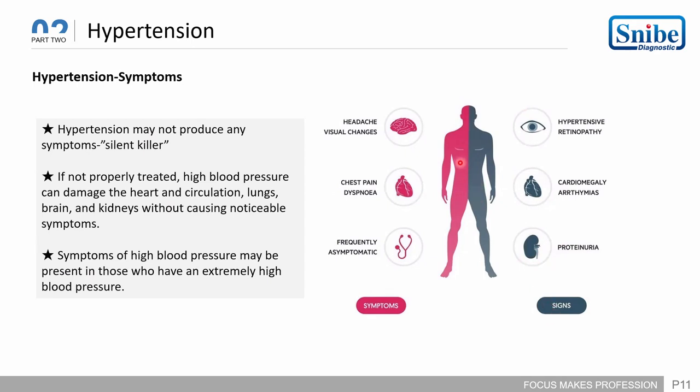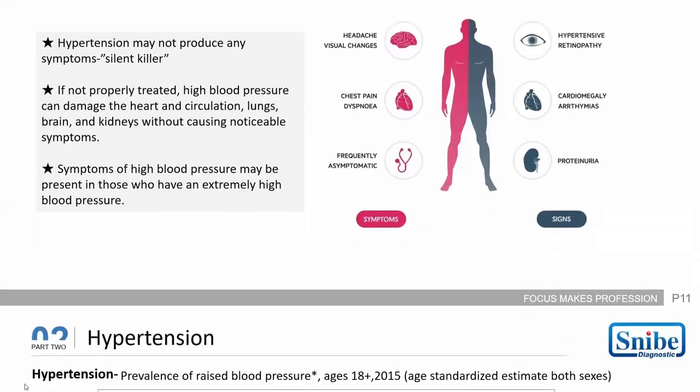If not properly treated, high blood pressure can damage the heart, circulation, lungs, brain, and kidney without causing noticeable symptoms. Symptoms of high blood pressure may be present in those who have extremely high blood pressure. With mild high blood pressure, stage 1 or 2, some patients don't have symptoms to diagnose, so monitoring is more important.